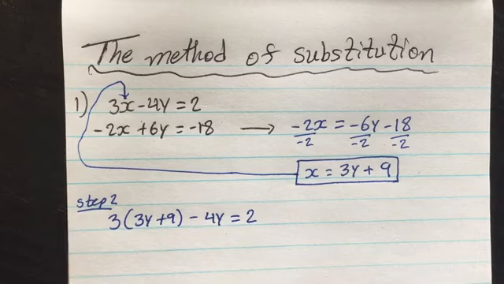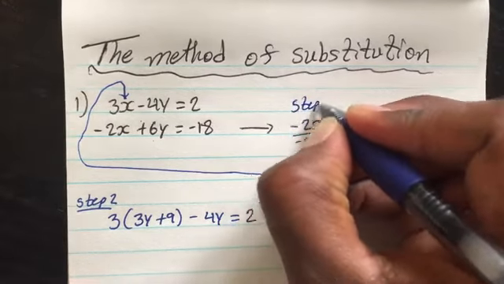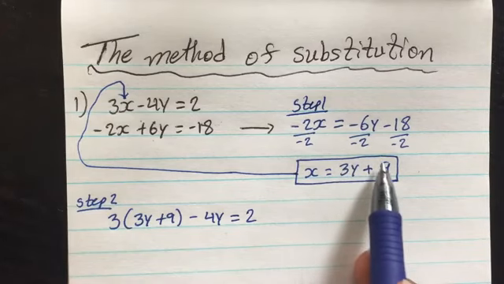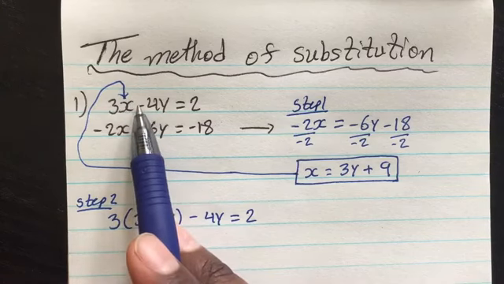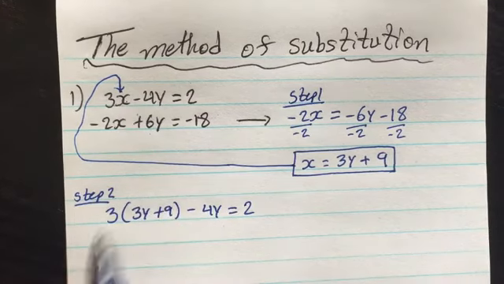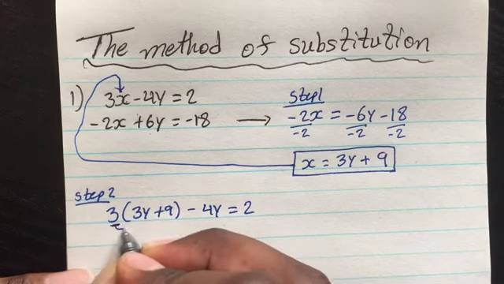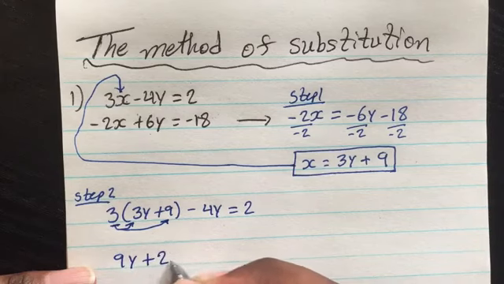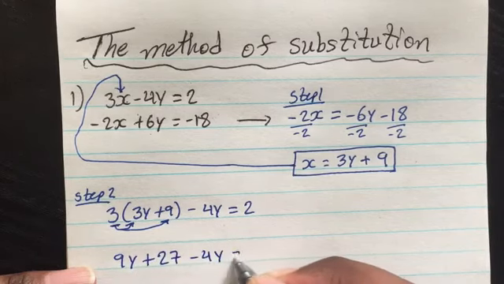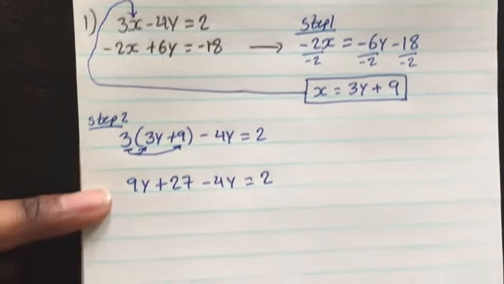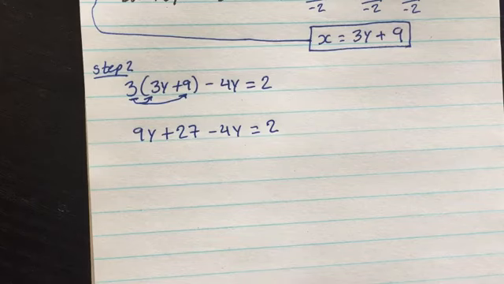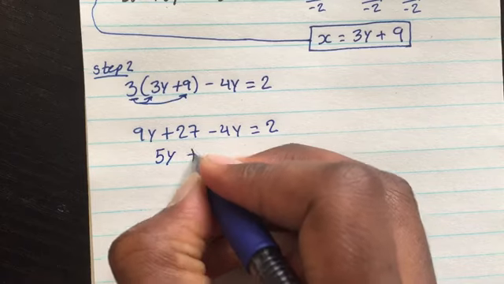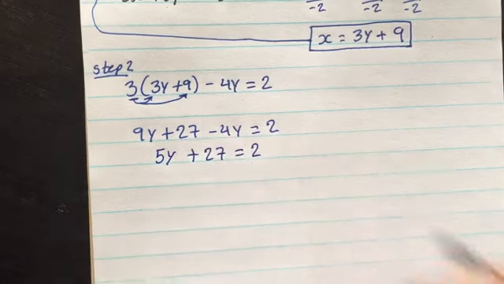So what we did is, from step 1, we know what x is equal to. You take this result and then substitute that into the x variable right here. And then distribute to solve for y. 9y plus 27 minus 4y equals positive 2. Combine the like terms. 9y minus 4y makes 5y plus 27 equals 2.